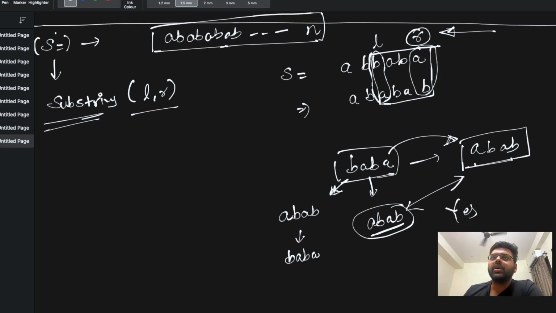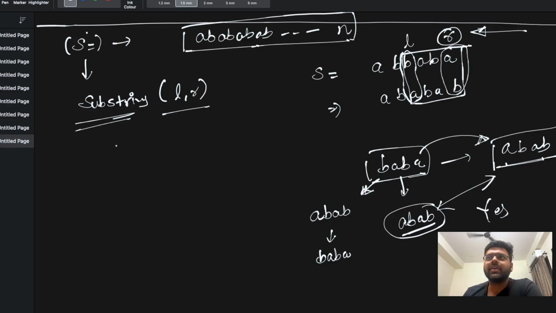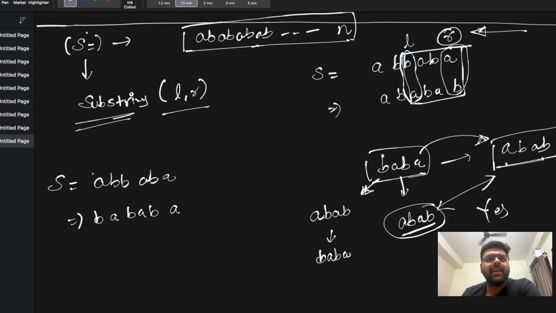Now let's suppose, in a similar test case, I'll discuss the next one also. Let's take the string S equals to ABBABA. Now let's suppose I have to make this ABABAB, okay, 6. So my L would start from here and my R will go till here. So I would have taken this particular substring.